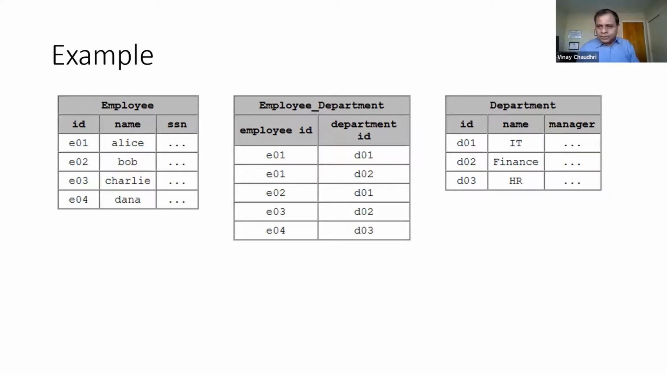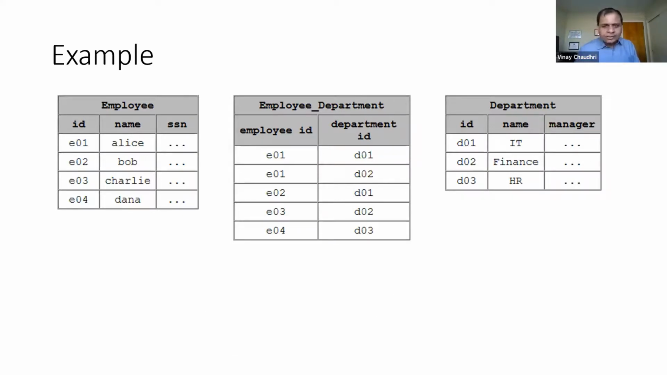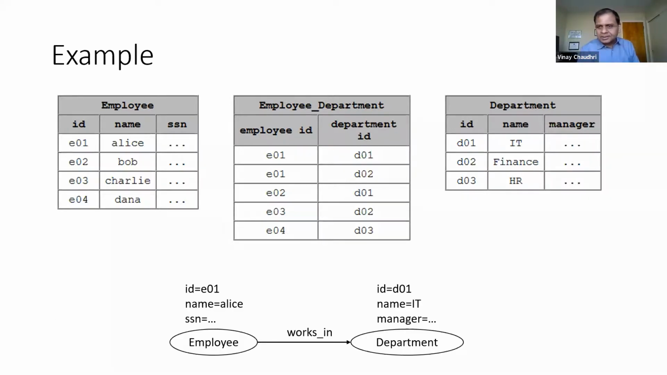Okay. If you wanted to do this in SQL, actually, before I show you the SQL, let me show you this schema in a property graph. If you were modeling the same thing in a property graph, we would have an employee node and a department node. There would be a works in edge between the two.